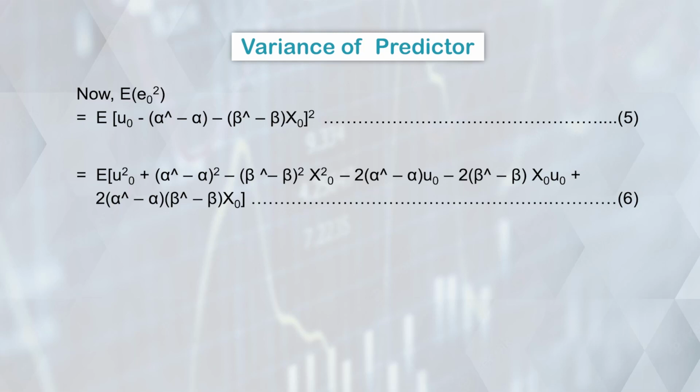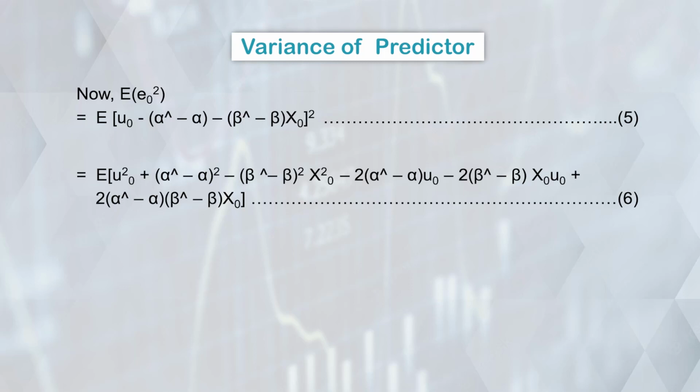So each of the items is treated separately in the square form. Then we have the cross terms: minus 2 (alpha hat minus alpha) u0 is the first cross term we consider. The second cross term is minus 2 (beta hat minus beta) x0 u0 by multiplication. And the remaining cross term is plus 2 (alpha hat minus alpha)(beta hat minus beta) x0. The 2 comes up because these are the cross terms which are considered.